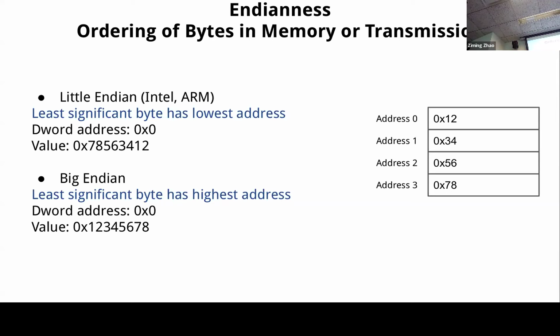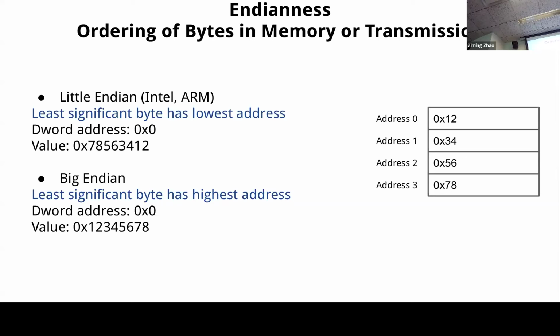We have an integer. The integer has 4 bytes. In a little endian architecture like Intel, ARM, most of the devices we're using right now use little endian. We're going to store the least significant byte of that value at the lowest address. Let's say this is a little endian machine. This is a memory. The memory addresses are 0, 1, 2, and 3. Each address has 1 byte. Then address 0 is obviously the lower address.